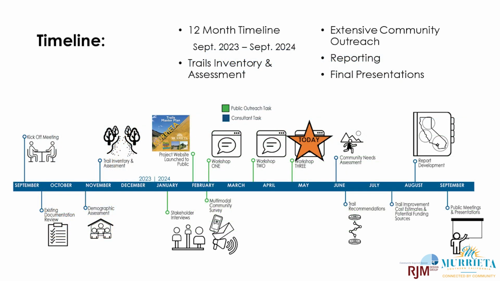The process will take approximately 12 months to complete. You see, we start with the trail inventory and assessment, continuing on to the community outreach, where we are today at workshop number 3. Following this, we'll go through the reporting and final presentation stages.